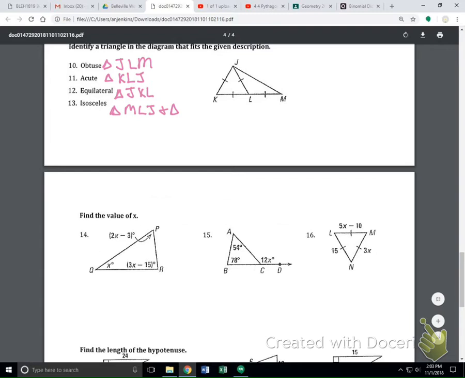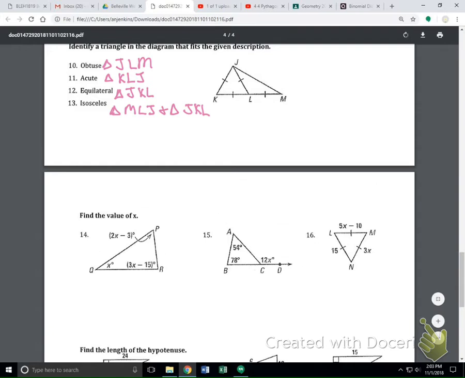So the definition of isosceles is at least 2 congruent sides. So it can have more and still be considered an isosceles triangle. JKL. So again, it would be JKL, because even though it's equilateral, it's still isosceles. Wait, so it's not JLM too? JLM and MLJ are just different ways to name the same triangle. It's just a different order of the points. Oh, you put both of them on.